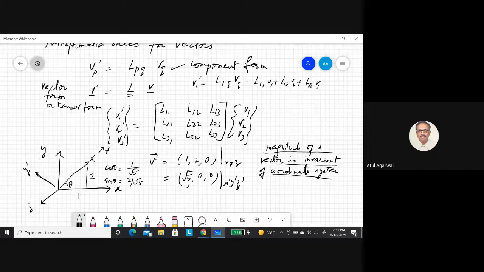Now, how do I get here? What is L11? Because x prime and x, one is for x prime axis, second one is for x axis. So this is cosine of this angle, 1 by root 5. What is L12? This and this. So this is nothing but sine of theta. Angle between x prime and y is 90 minus theta. So you get 2 by root 5.